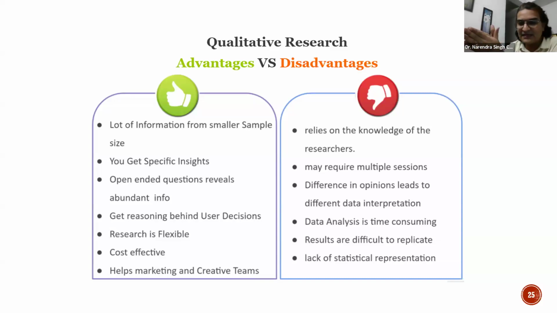And the lack of statistical representation, and that is why at times there are questions regarding qualitative research, that whatever findings you are stating, how to validate them. So now it is getting accepted because we are doing quantitative, and largely that is why we are moving towards mixed methodology, where we are using quantitative plus qualitative. So everything has its own pros and cons.